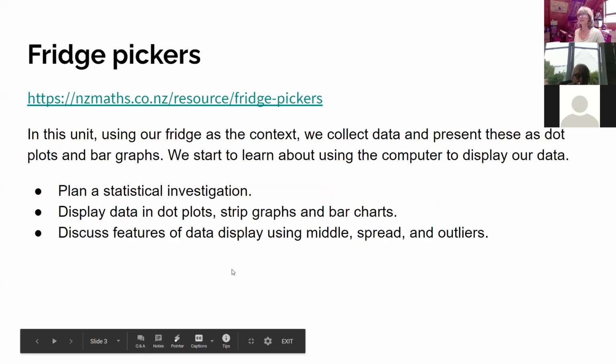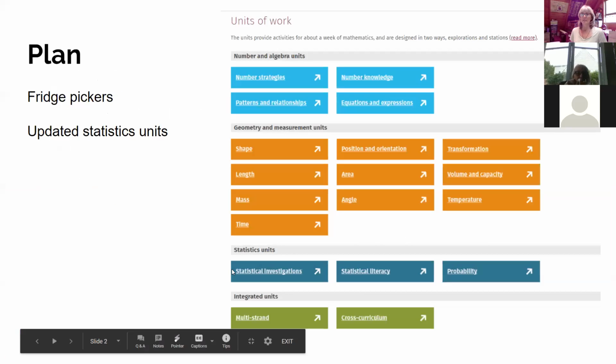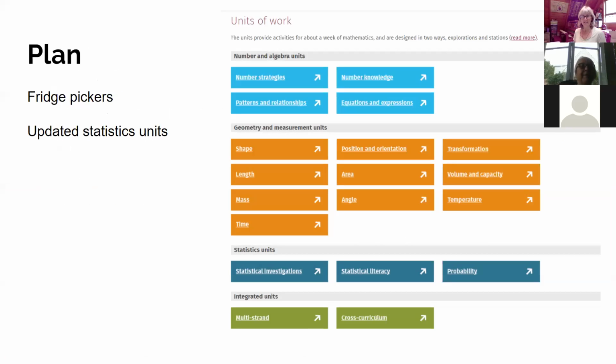Okay, so I'm going to pick fridge pickers as the title for today. Over the last part of this year, I've been doing some work for nzmaths, updating some of the units of work in the statistics and investigation strand, and I'm going to talk a little bit more about those at the end. Fridge pickers appealed to me partly because of the name and also because it's reasonably interactive, so you can go away and do it with students or with other teachers in your school.